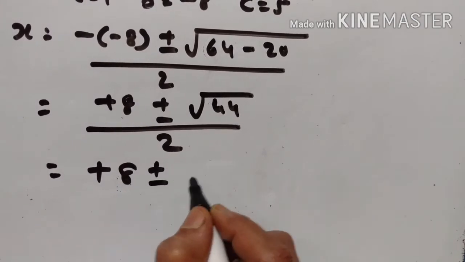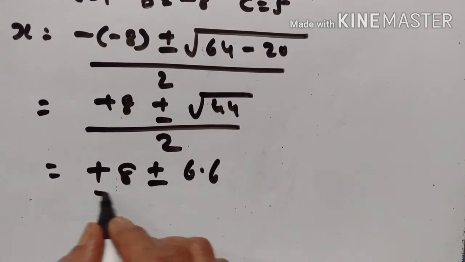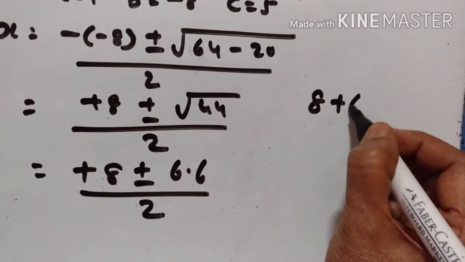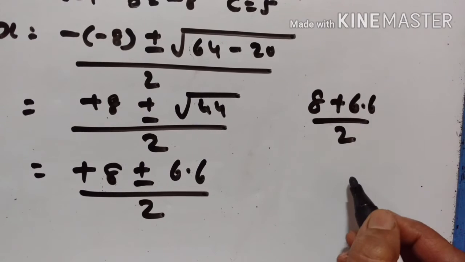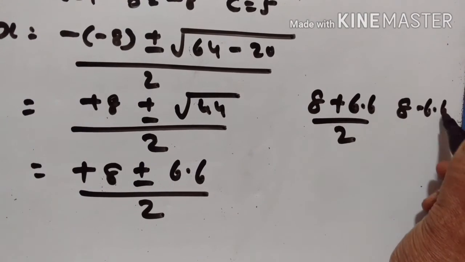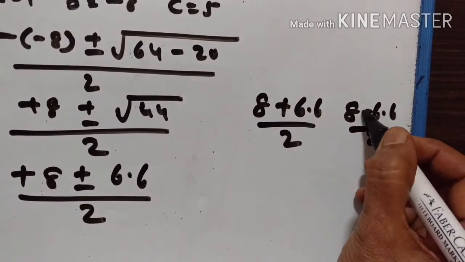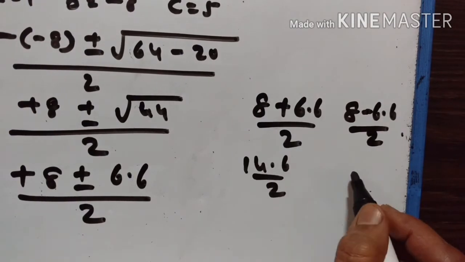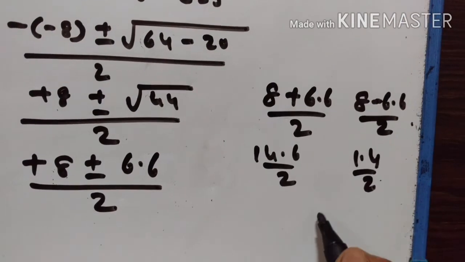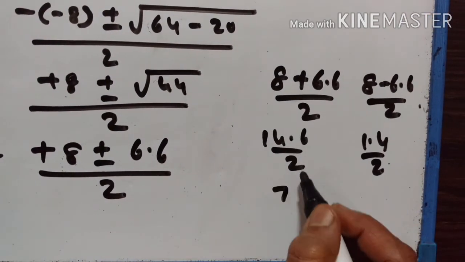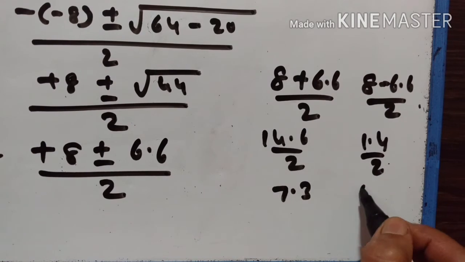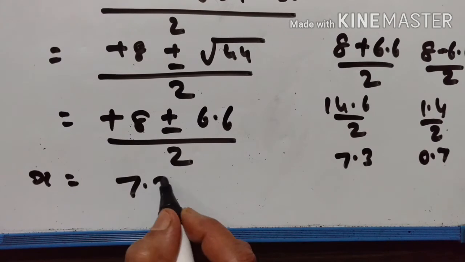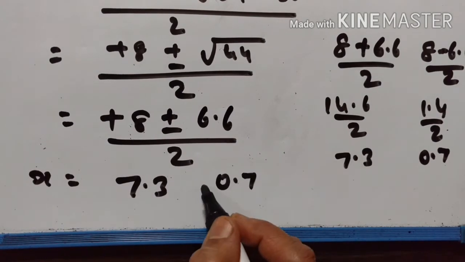Plus 8 plus or minus 6.6 upon 2. So the roots are 8 plus 6.6 upon 2 or 8 minus 6.6 upon 2. This is 14.6 upon 2. This is 1.4 upon 2. 2 7s are 14, 2 3s are 6. 0.7. So the roots are 7.3 or 0.7.